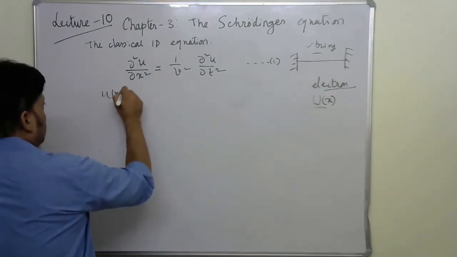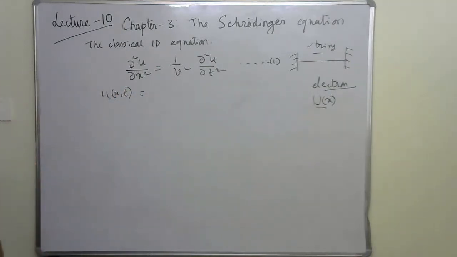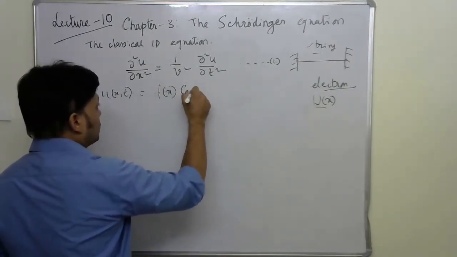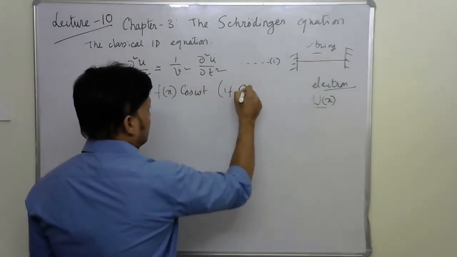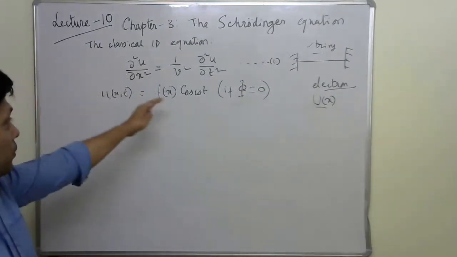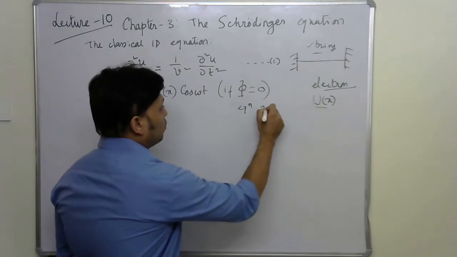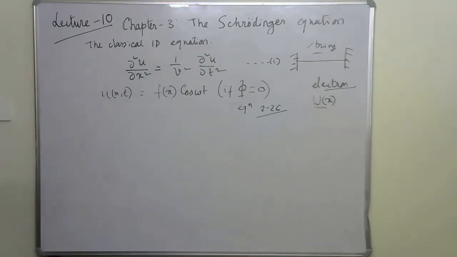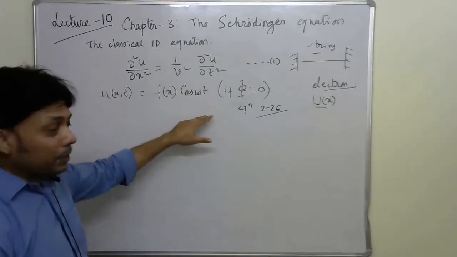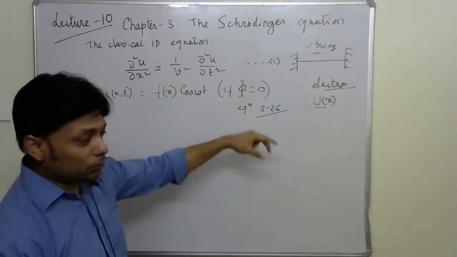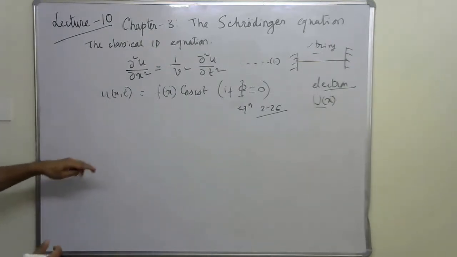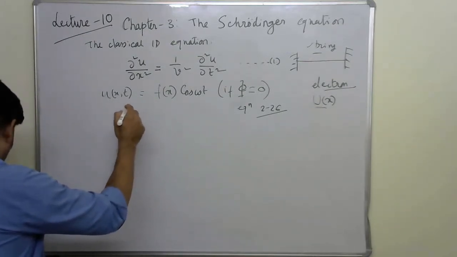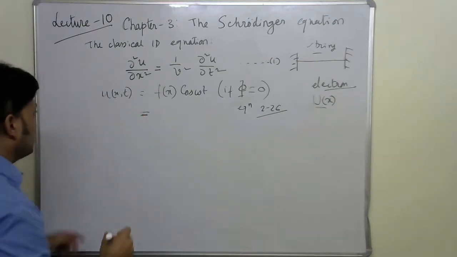We already know that the solution of such a one-dimensional wave equation can be written as something like a function of x multiplied by cos omega t, provided we set the phase angle phi equal to 0. If you are confused how it comes, you can refer to equation 2.26 in Macquarie's student edition. So the amplitude function can be written like this when the phase angle has been set to 0. Now for the electron, the same amplitude function can be written as U of x, t.